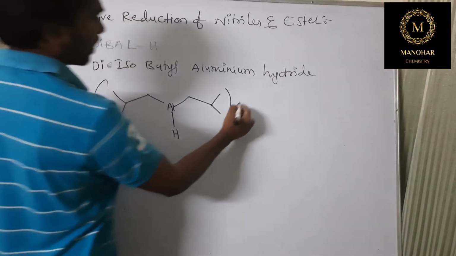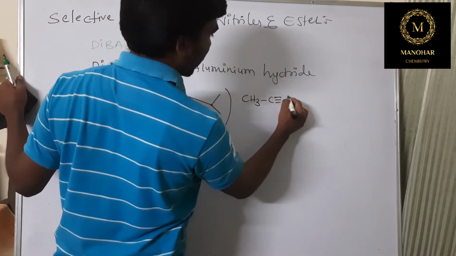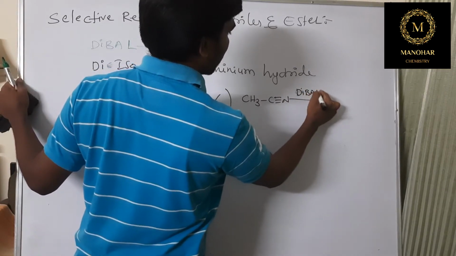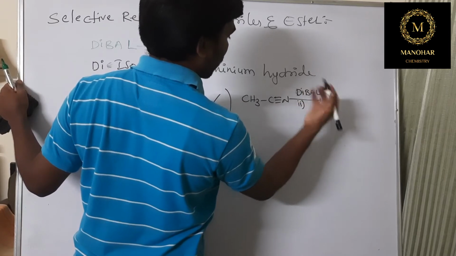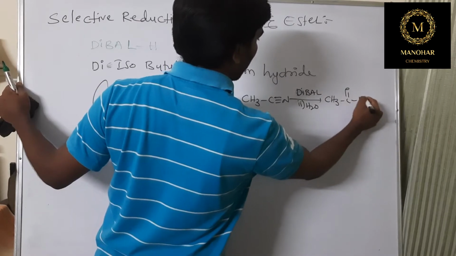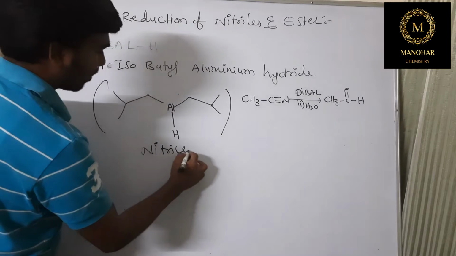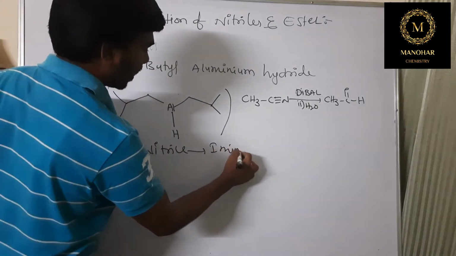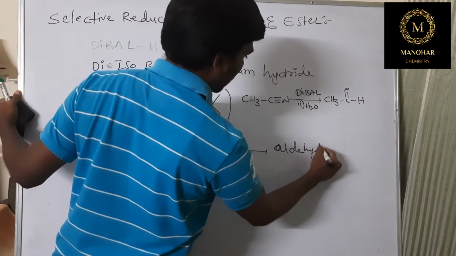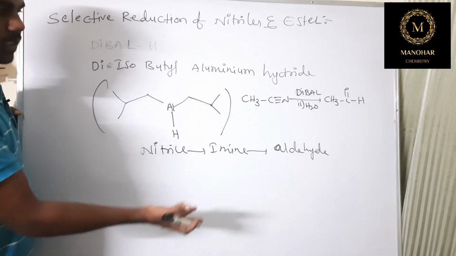So for nitrile, for example, methyl cyanide I am taking. Methyl cyanide, CH3 C triple bond N, when it is reacting with DIBAL-H, followed by hydrolysis we have to do. So it is going to form CH3 CH double bond O. Same here also. First the nitrile will be converted to imine, and that imine undergoes hydrolysis to form aldehyde. This thing will happen. In the case of the previous Stephen reaction also same, this reaction also same.